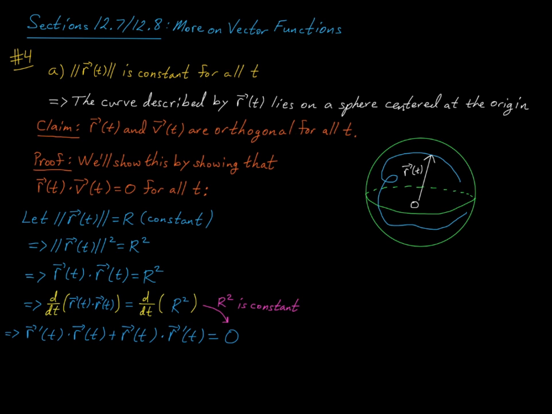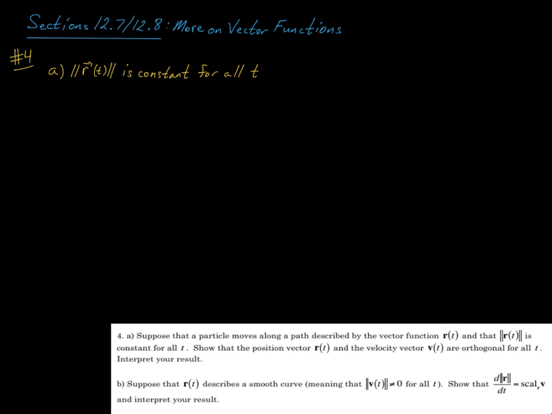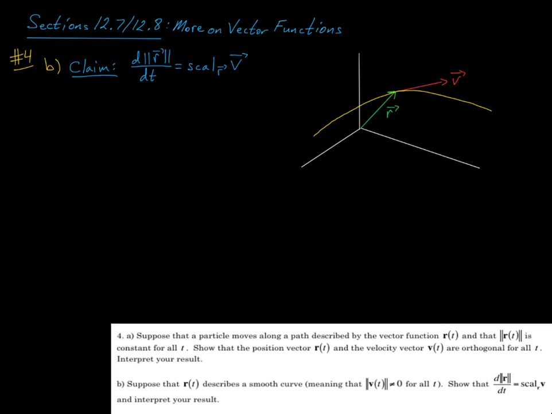So now let's go ahead and check out part B. All right, so now for part B, the question says, suppose that r of t describes a smooth curve, meaning that the magnitude of the velocity, in other words the speed, is non-zero for all t. Show that the derivative of the magnitude of the position vector with respect to time is equal to the scalar projection of the velocity vector onto the position vector, and then interpret the result.